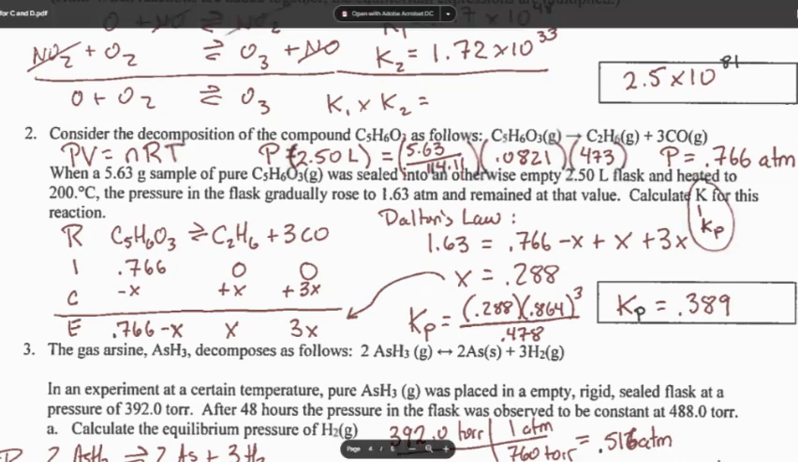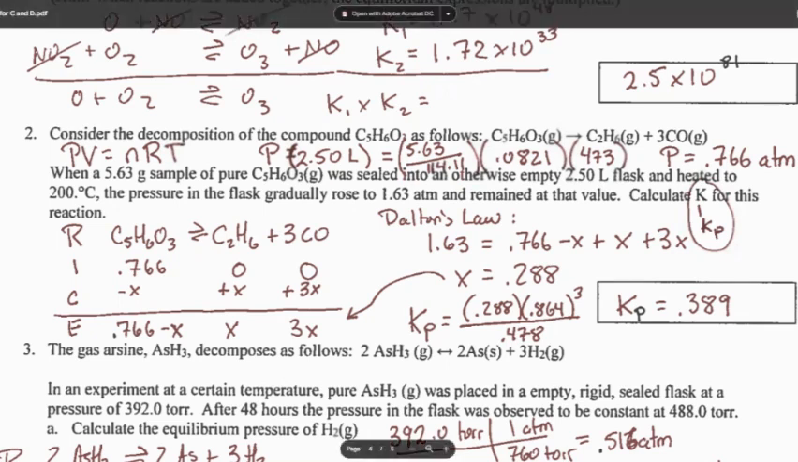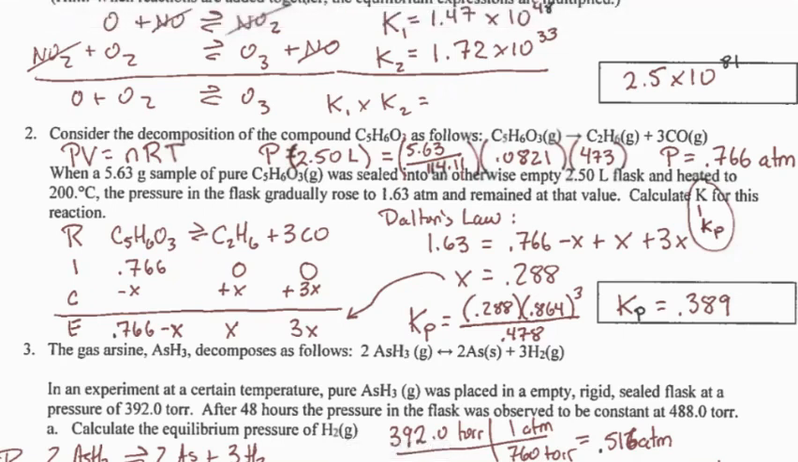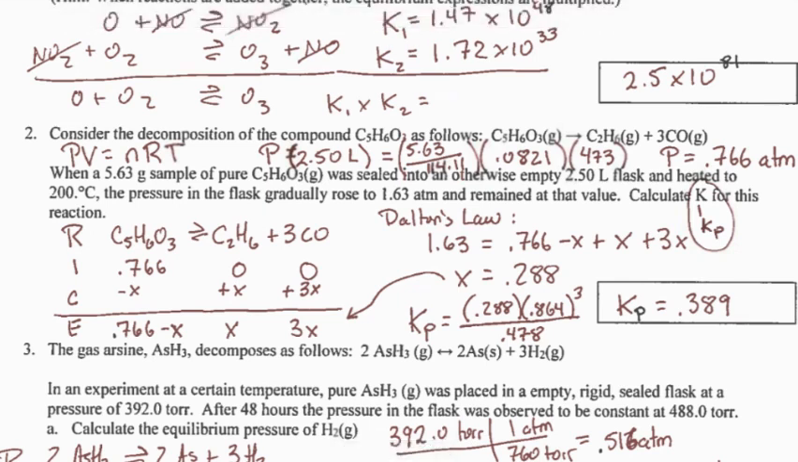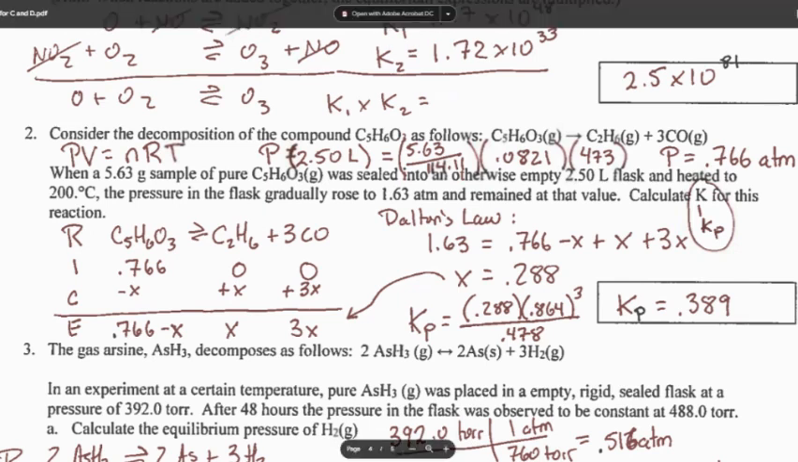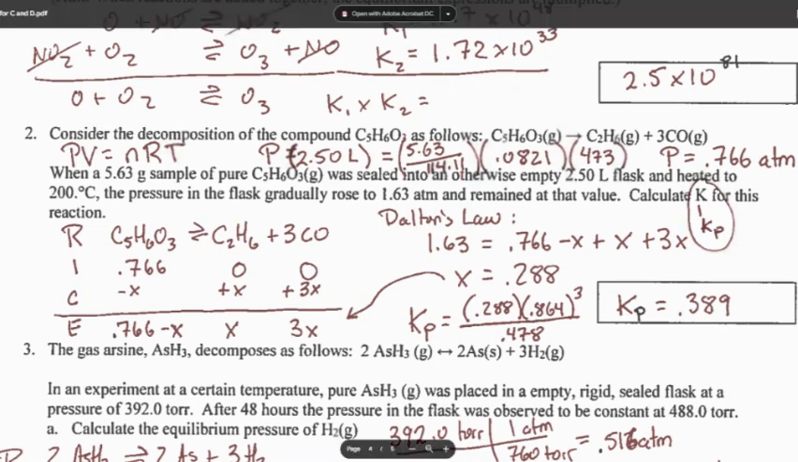So we have a little math problem here where we solve for X, and then we can plug those X values back in and solve for the equilibrium. So X was C2H6, 3 times X for CO, and then it's going to be cubed, and then 0.766 minus X on the bottom. We do our math, and we get a Kp there.